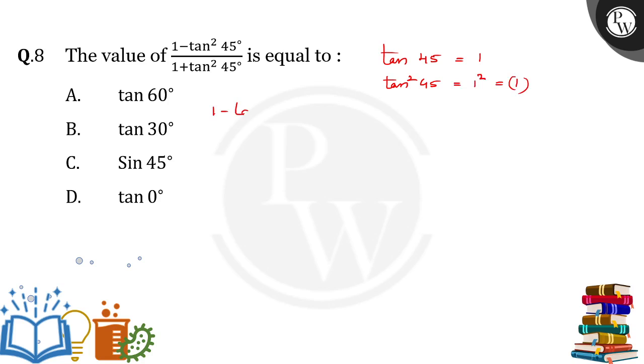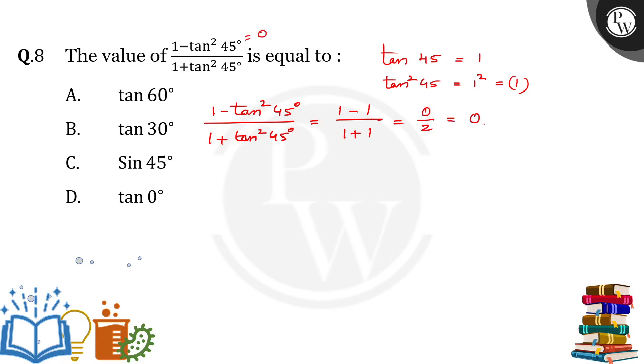So (1 − tan² 45°) / (1 + tan² 45°) equals (1 − 1) / (1 + 1), which is 0 by 2, we will get 0. So the result of this value is 0.